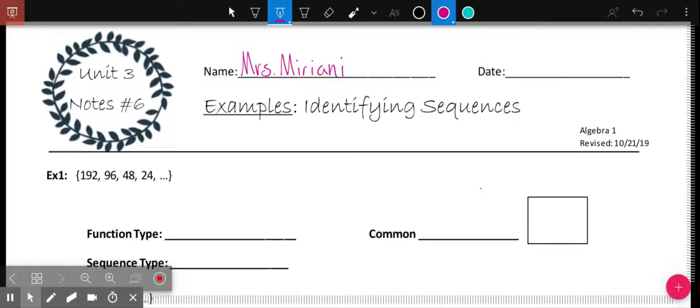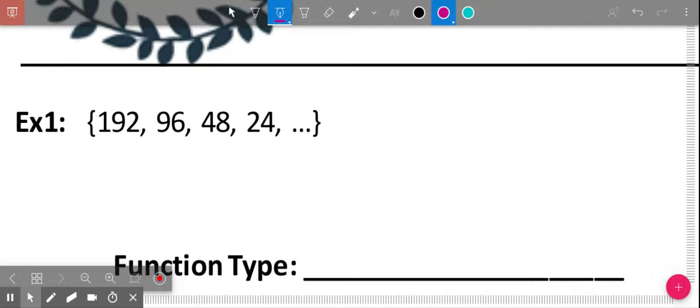All right, so let's look at a few examples going over identifying our sequences. Now remember, sequences are just part of those families of functions that we've been looking at from yesterday and today. So looking at this, we're going to start with finding the pattern that we're looking for in our problems.